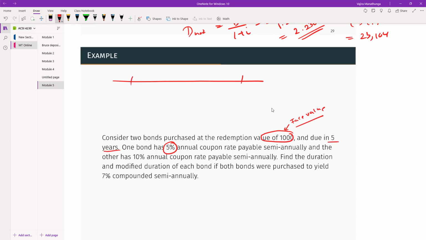Okay. So I have 0, 1, 2, 3. So you can see that we have 10 coupons, because every 6 months you're going to get a coupon. The coupon amount: one has 5%, so 1,000 times 5%, which is 50. But payable semi-annually, so it's 25, because the rate is given as a nominal rate. So it's 25.